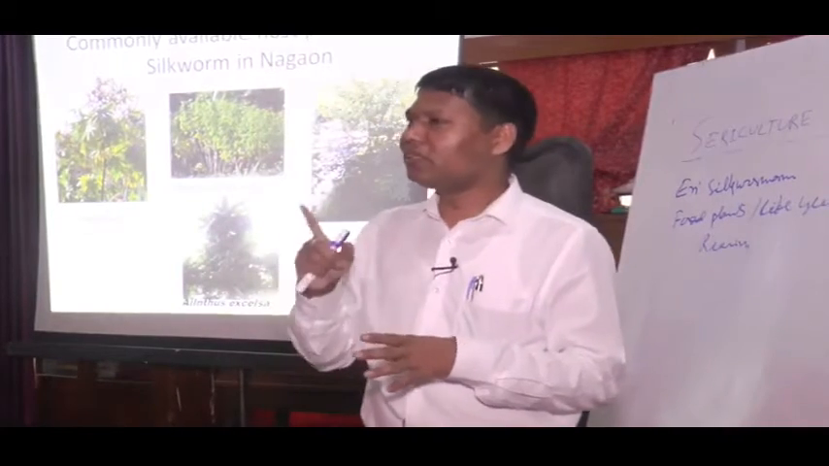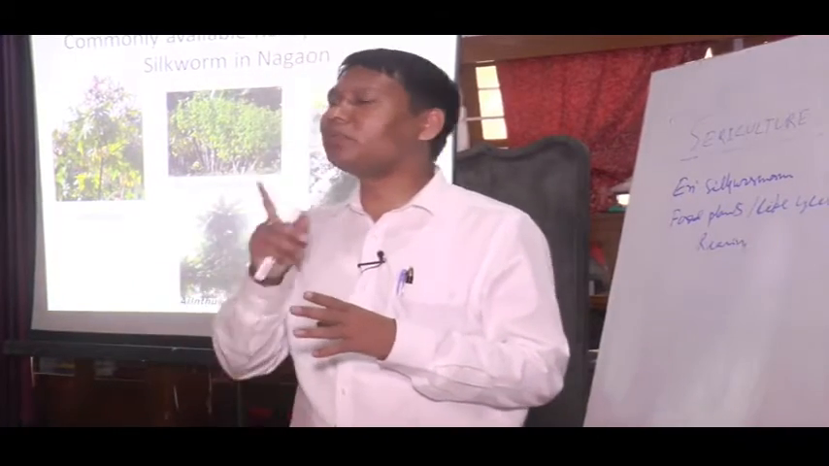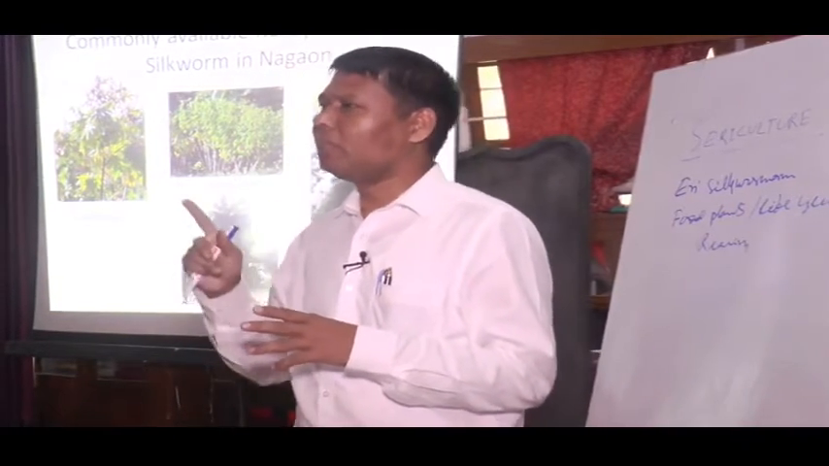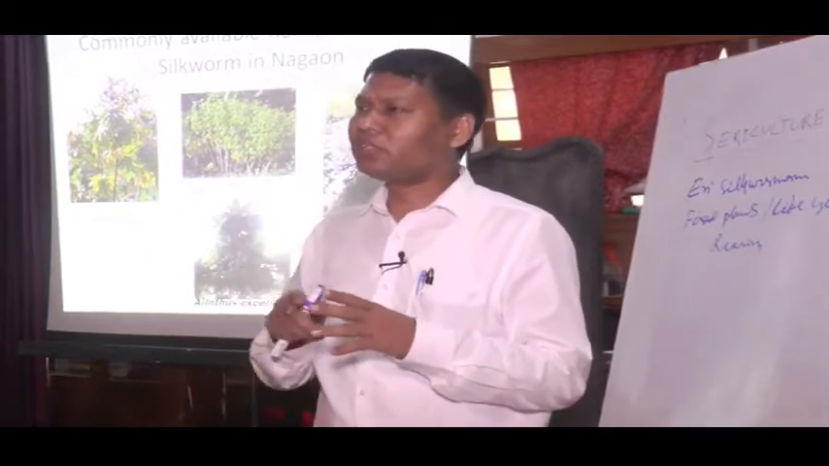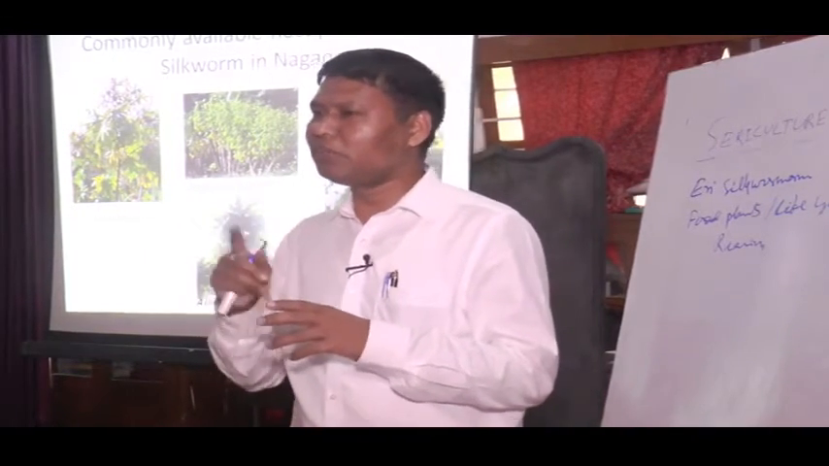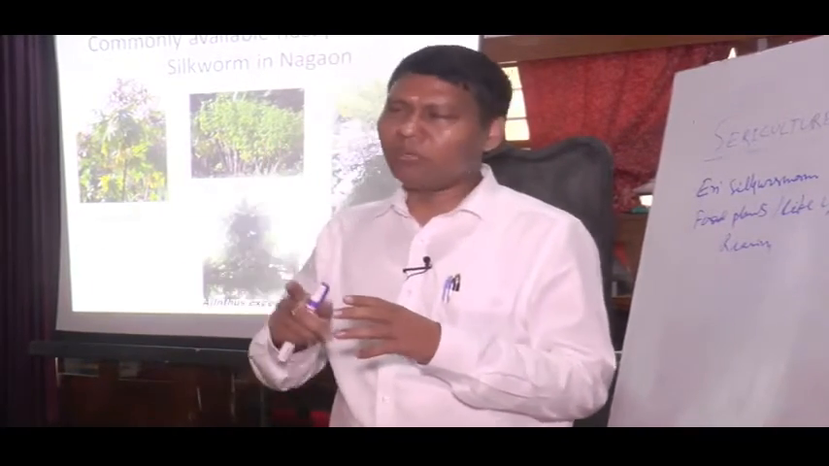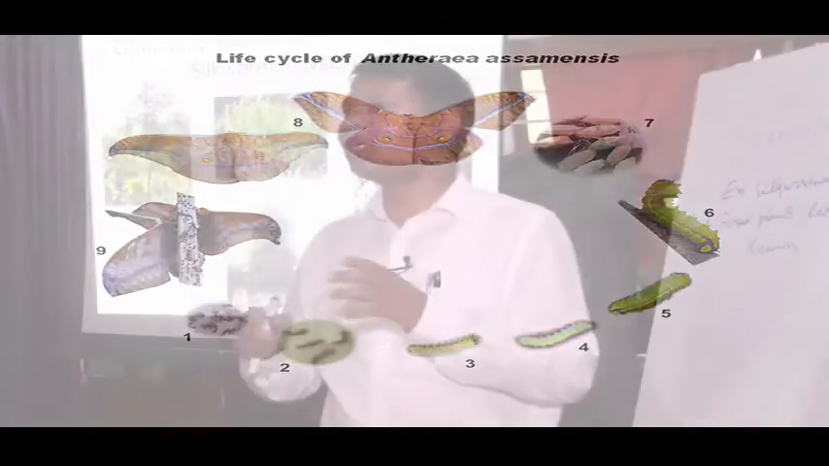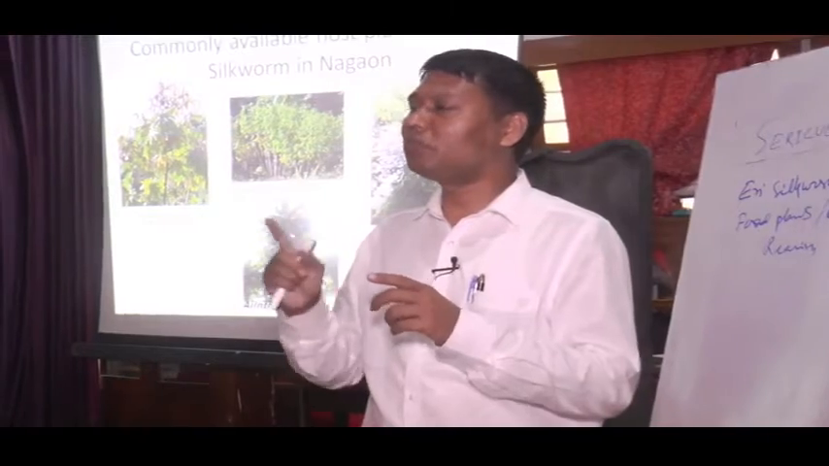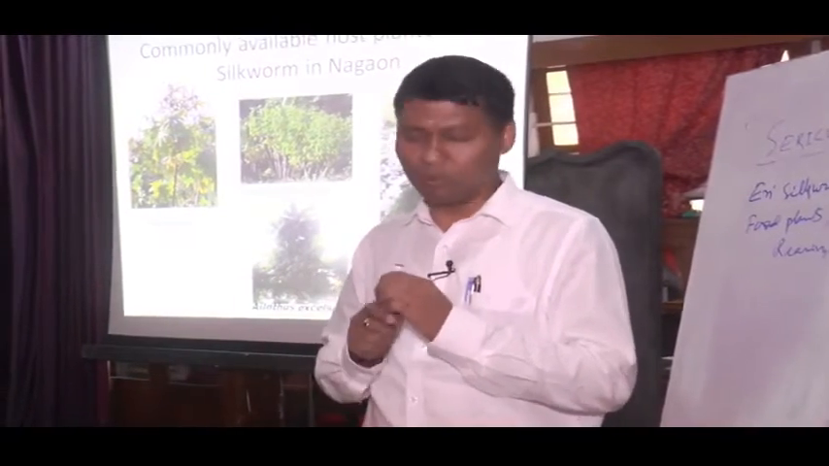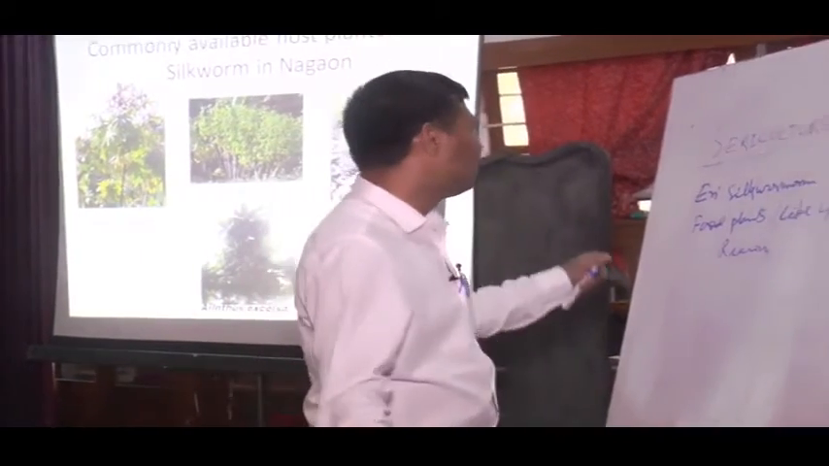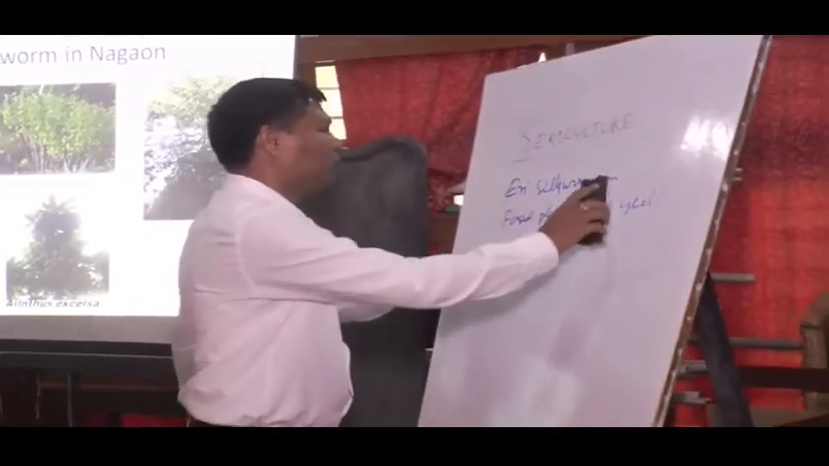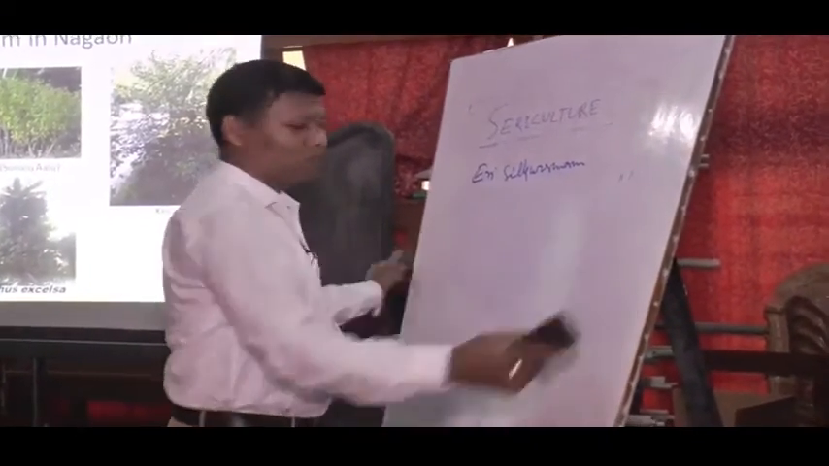And interesting is that Muga is a monopoly of Assam. It is rare in the northeastern region of India, especially Assam, and 99.9% of production is from Assam only. So according to our syllabus, we have to discuss the life cycle, rearing and food plants of Eri and Muga silkworm. So now we are going to take the Eri silkworm one by one.